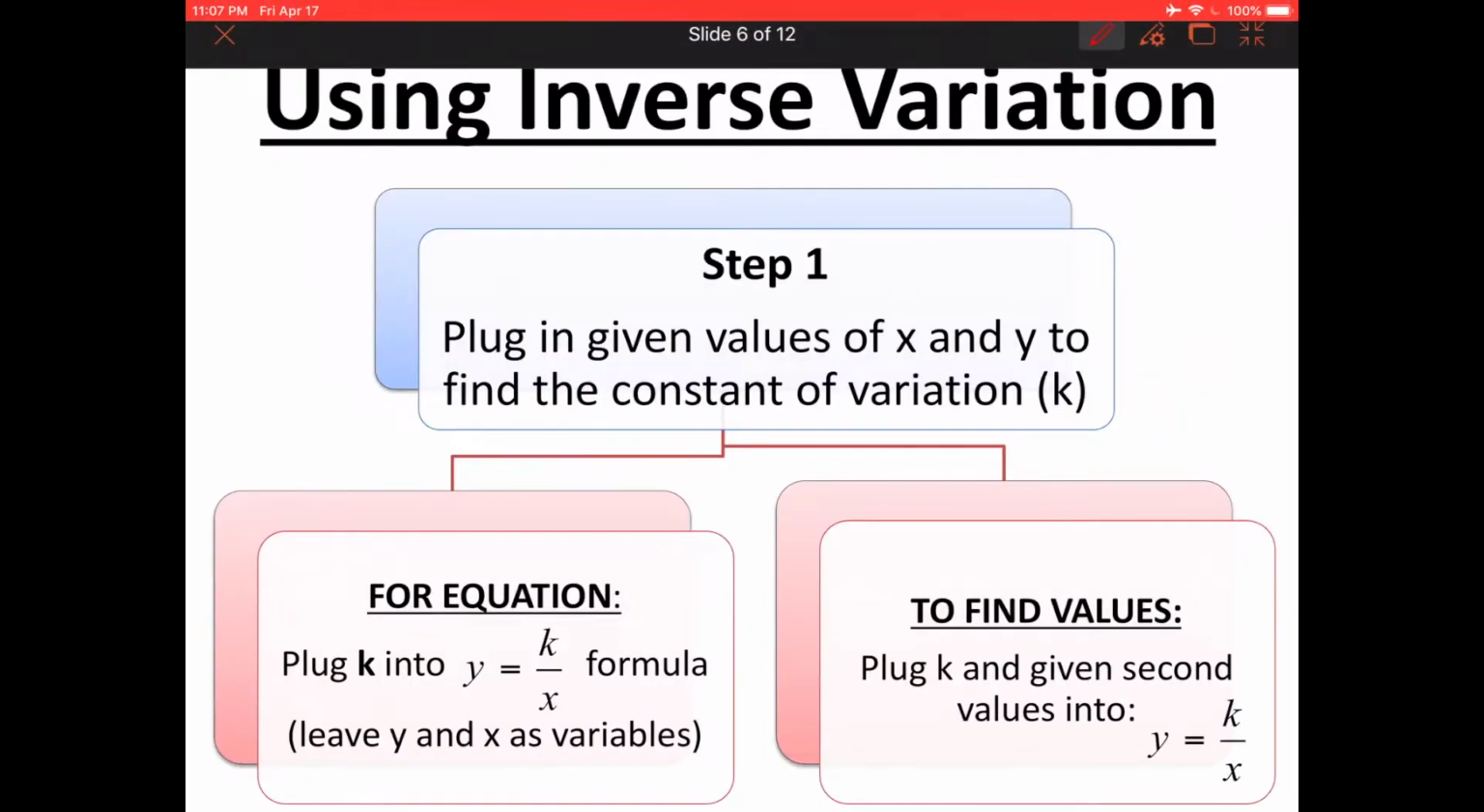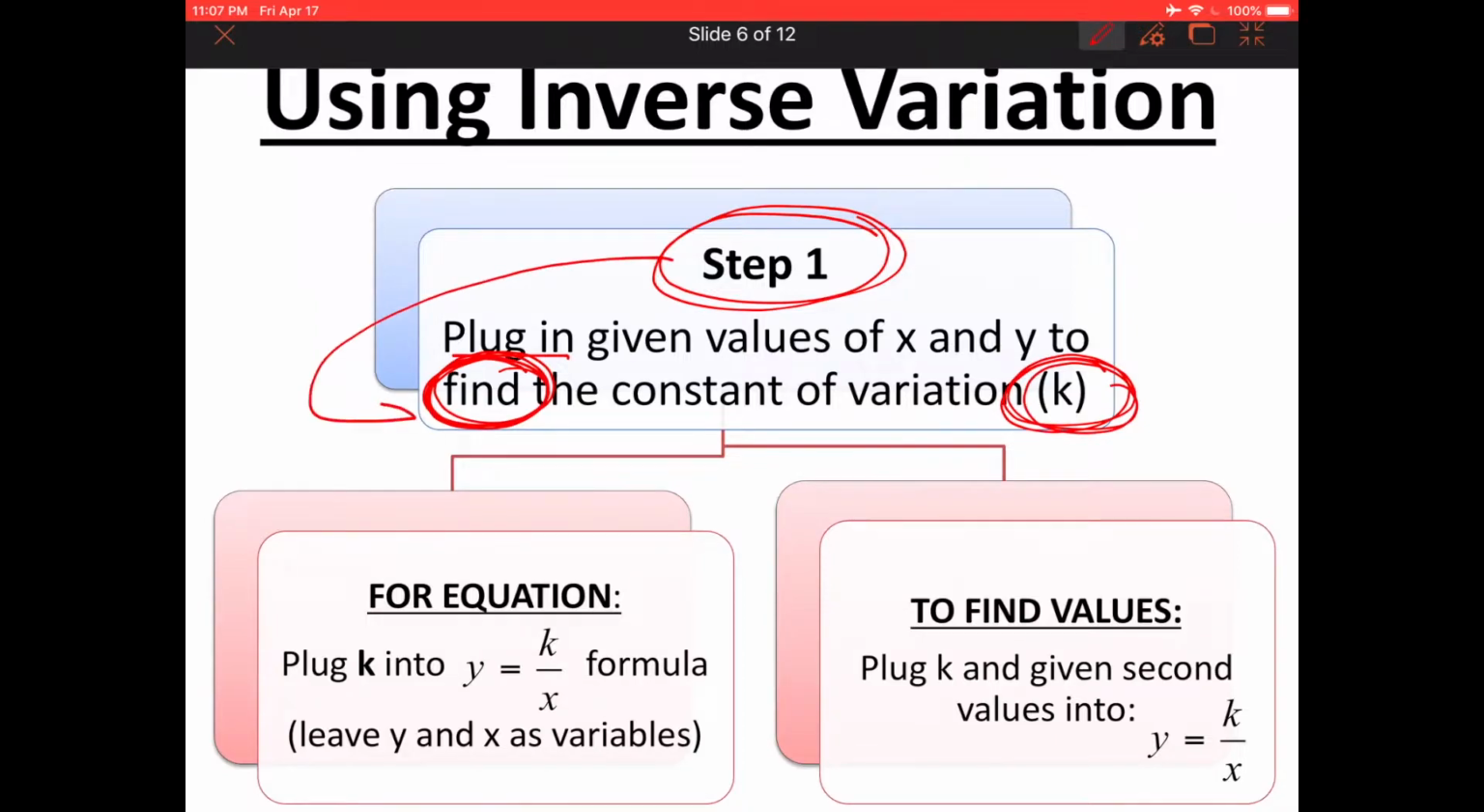All right, now let's talk about our steps in using inverse variation. And step 1 is always the same no matter what. Notice step 1 is to plug in the given values of x and y to find the constant of variation. So step 1 can kind of be broken down just to these terms. Find k. The first thing you always want to do when you're working with inverse variation is find k.